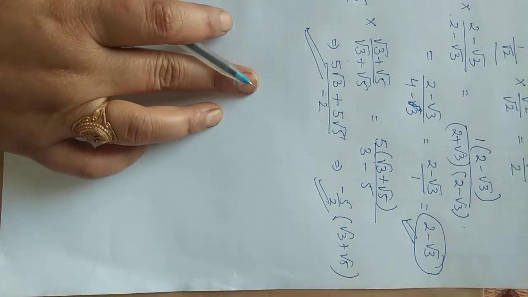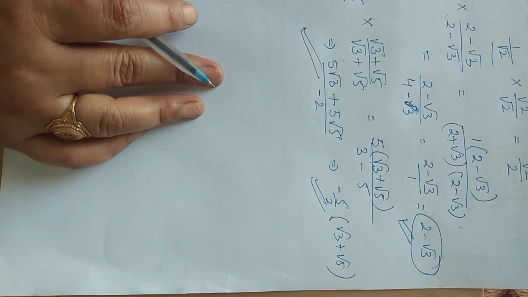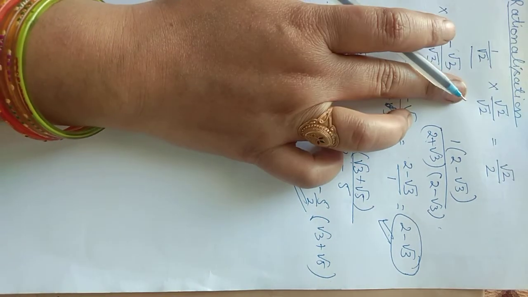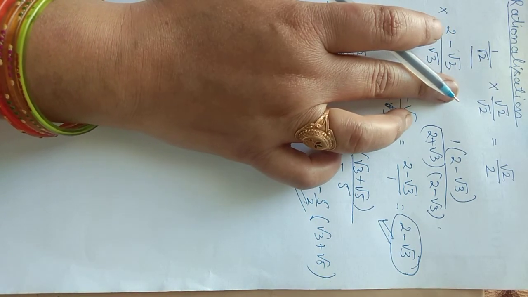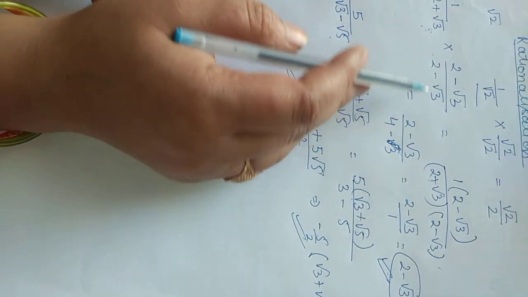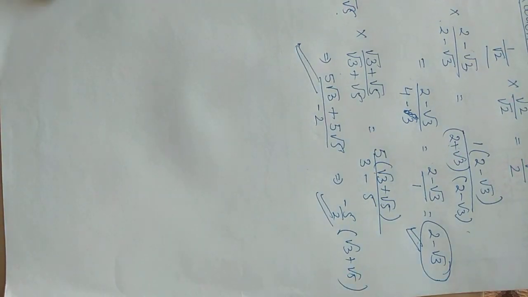So this way you have to do the rationalization, but what you have to keep in mind is that when you have only a single number, you multiply both numerator as well as denominator by that number. But when you have more than one term, in that case you have to change the sign.